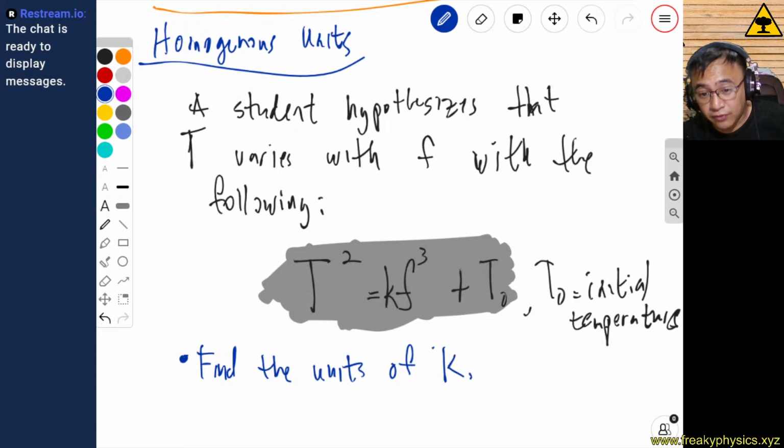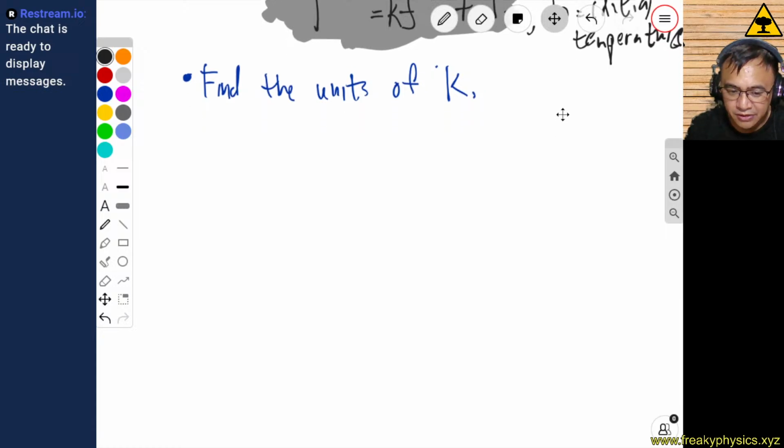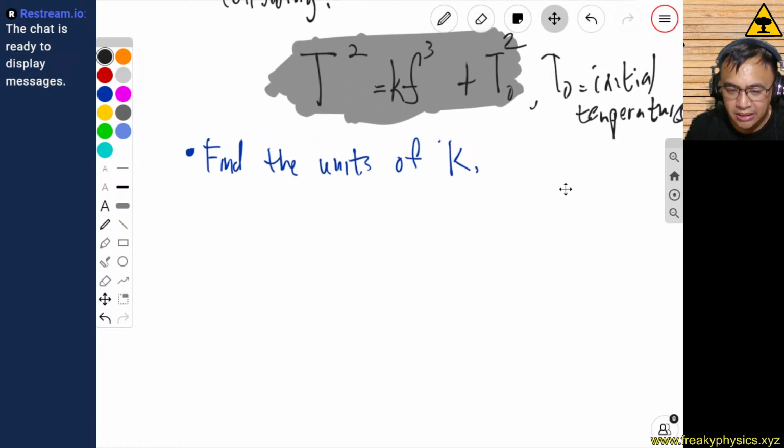Oops, sorry, I forgot something. This should be squared here. I'm going to put squared here. Now, we'll get to why I changed that to squared later on, because that's also another skill that you need to show in the exam. But going back to this first question, find the units for k.